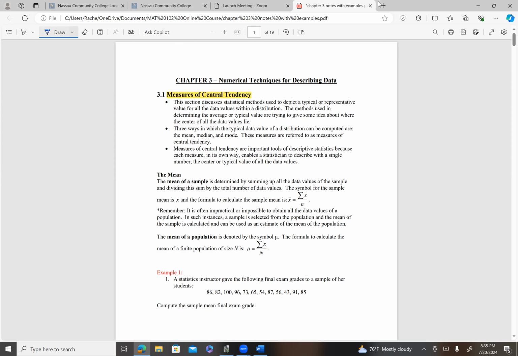We could also think of another word would be average. They're all averages, but we don't use the word average. So I'm going to try to stay away from the word average, because now we're going to have three averages, not just one way to calculate the average.